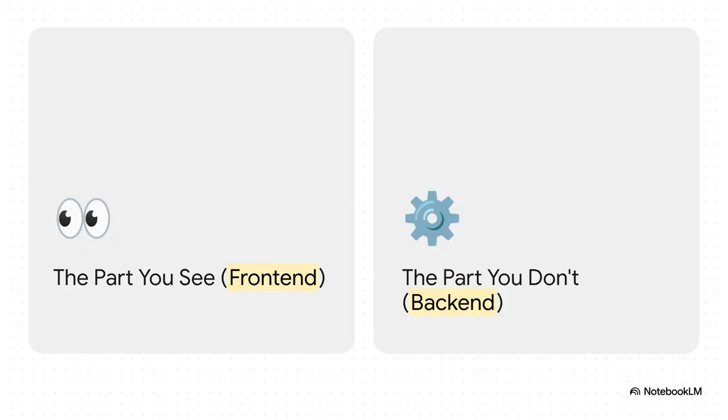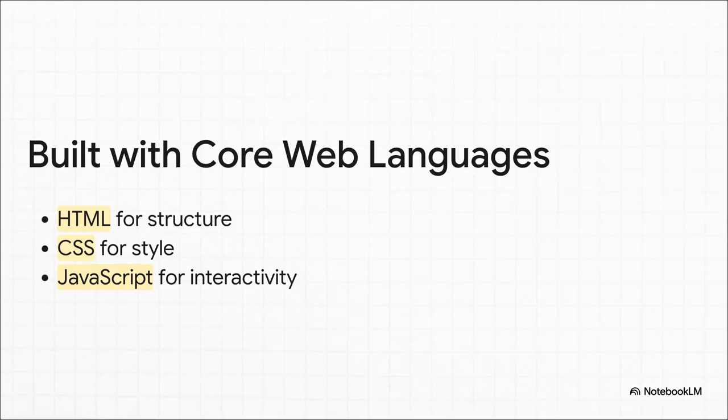Okay, and this brings us to probably the most crucial idea to get your head around. Every single modern website or app is split into two parts. You've got the front end, the part you see, and then there's the back end, the part you don't. And honestly, if you can grasp this one divide, you're well on your way to understanding how the whole internet really works. So, how is this beautiful dining hall actually built?